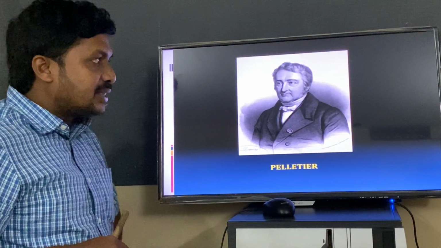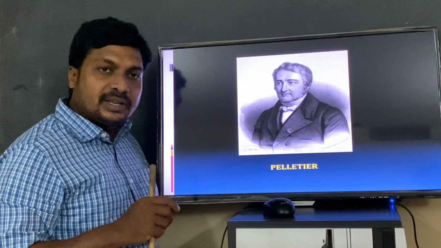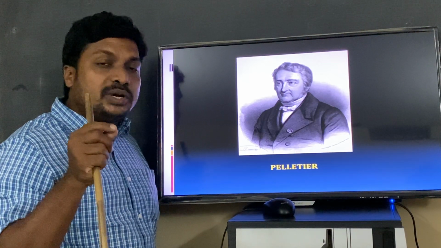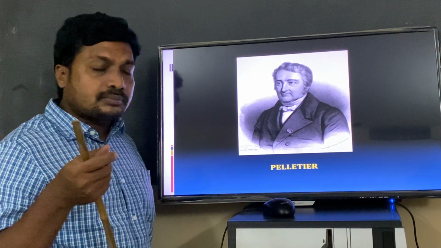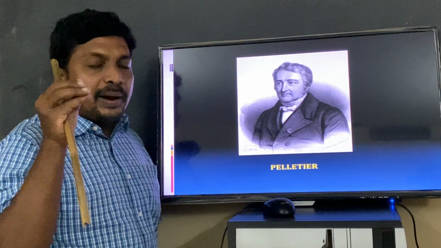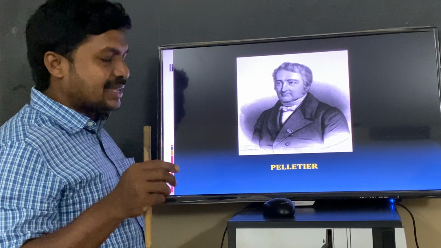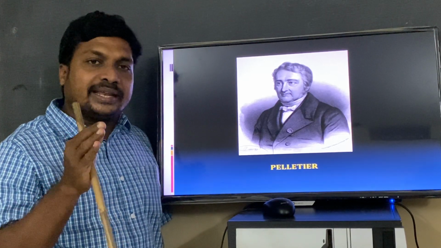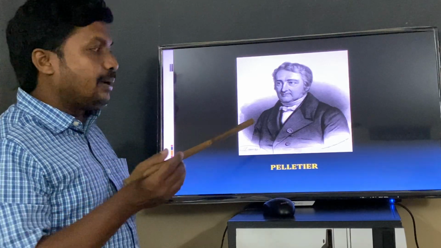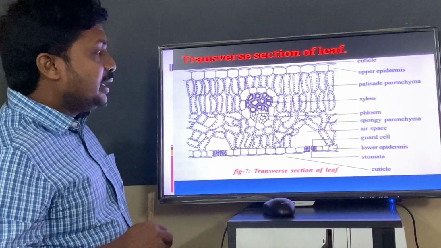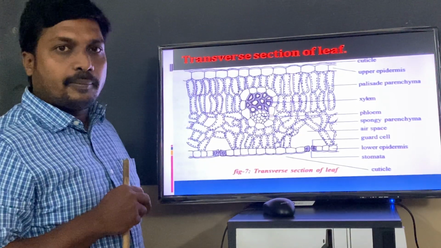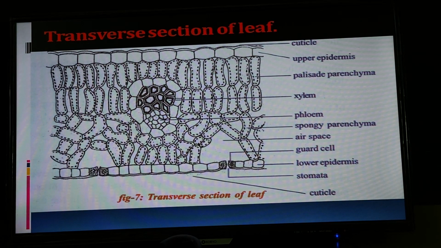Here we can find another scientist called Pelletier. He is the scientist who described that the green parts are known as chloroplast. That means chlorophyll is present in chloroplast, as said by Pelletier. Here, green leaves and young stems can perform photosynthesis.